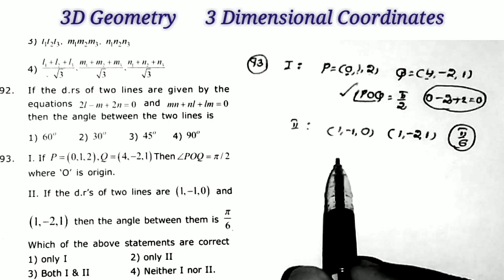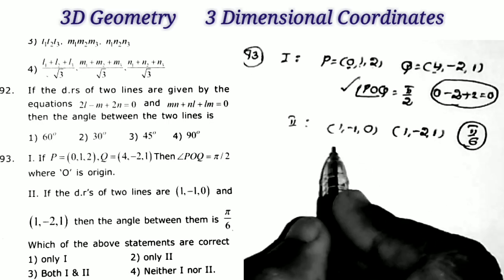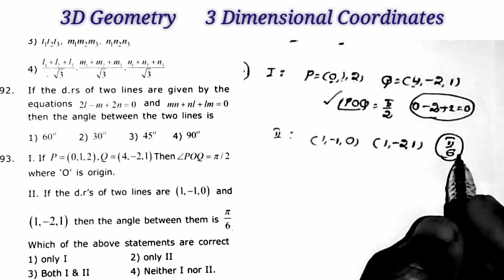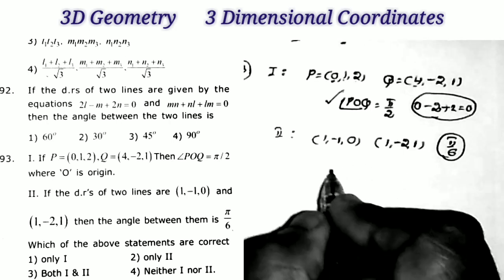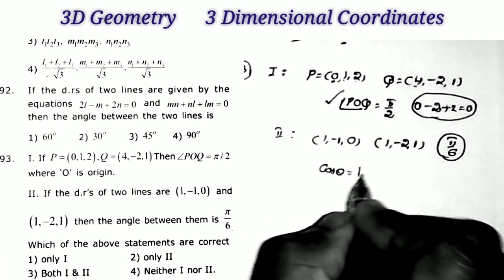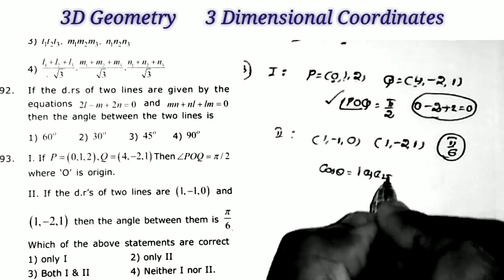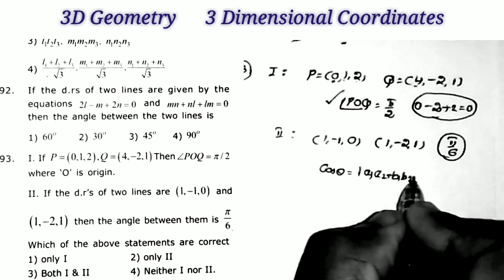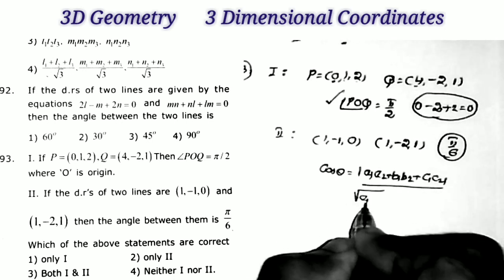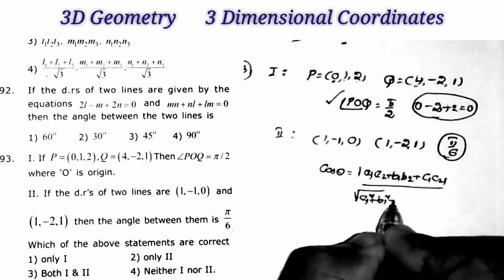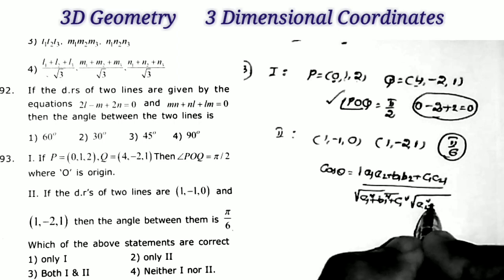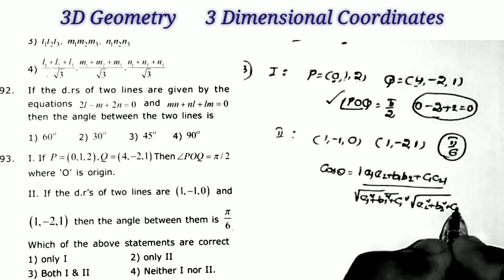What is the second condition? If the DRs of two lines are (1, minus 1, 0) and (1, minus 2, 1), then the angle between them is equal to pi by 6. So first I apply the formula: cos theta is equal to (a1 a2 plus b1 b2 plus c1 c2) by square root of (a1 square plus b1 square plus c1 square) into square root of (a2 square plus b2 square plus c2 square). This is the angle between the lines formula. So I am replacing the values in this formula to find the angle between the lines.